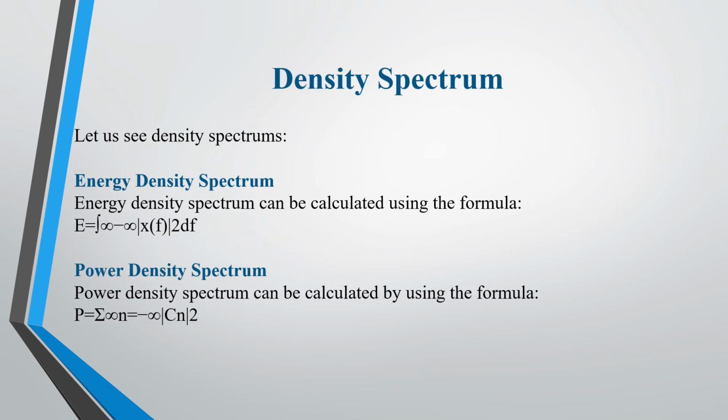Now let's have a look at the density spectrum. Let us see density spectrums. Energy density spectrum can be calculated using the formula listed, that is the integral from minus infinity to infinity of the modulus of X(f) squared, times e to the power of j 2 pi f. Power density spectrum can be calculated with the formula listed below.